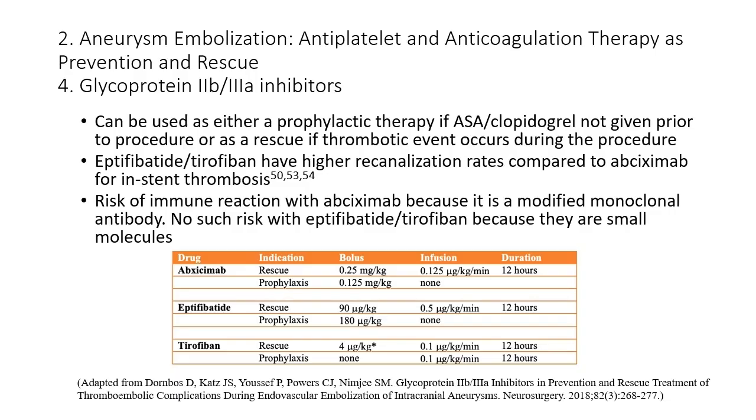Eptifibatide and tirofiban have a higher recanalization rate compared to abciximab. Important to know is that abciximab is a modified monoclonal antibody with a risk for immunological reaction, while the other 2 are small molecules without that risk.